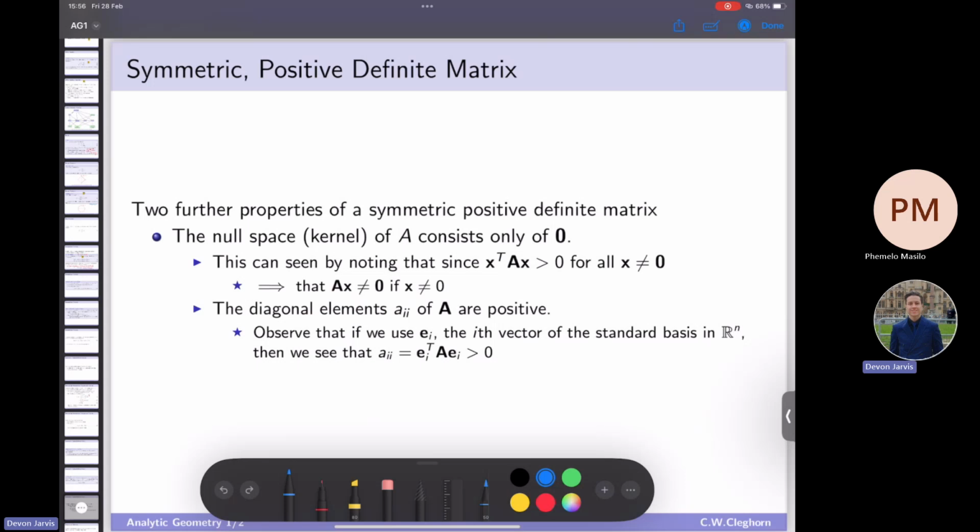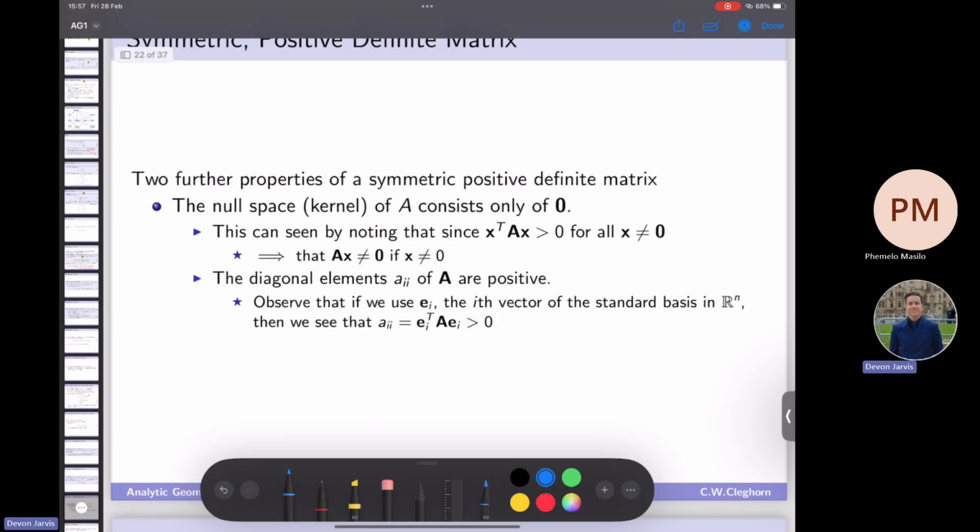And then lastly, the diagonal elements of A, call them A_ii, are all going to be positive, because what you're taking in the middle there is that your base is i, base is i. So the diagonal elements are positive. Observe that if we use the canonical basis, e_i, the ith vector of the standard basis in R^n, then this is the same as taking the canonical basis multiplied by A, which will extract that diagonal element.